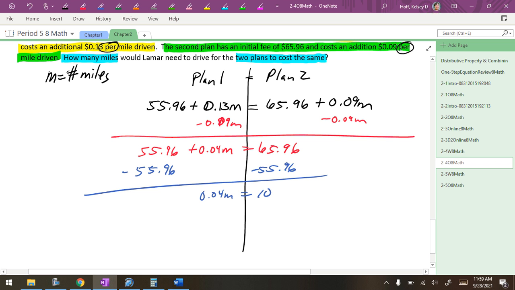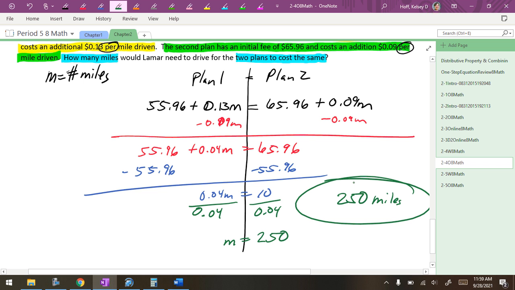I got down to 0.04 m equals 10. Am I right so far? Divide by 0.04. m equals 250. 250 miles. If you drive 250 miles, or if Lamar does, it doesn't matter which company he chooses, it's going to cost him the same amount. This problem, where people make a mistake, is losing their decimal. They'll say 13 cents minus 9 cents is 0.4. Well, in change, 0.4 is 40 cents, right? So don't lose your decimal.